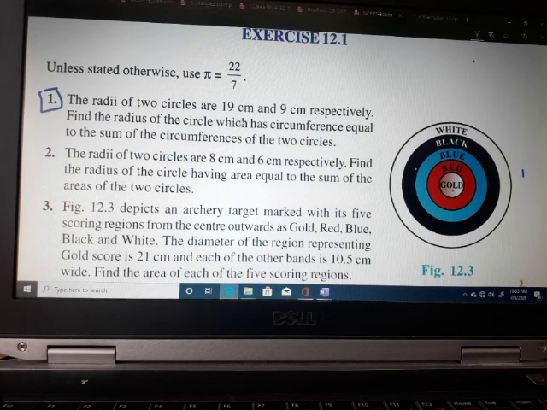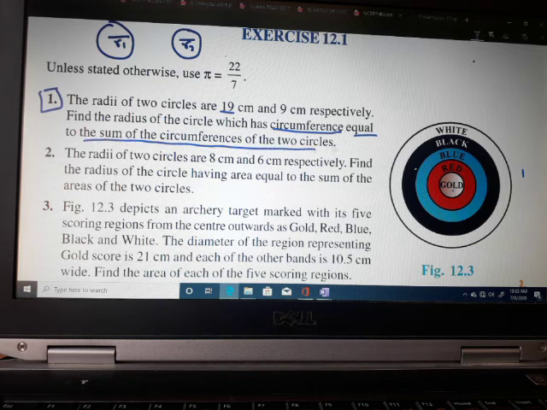The radii of two circles are given. Suppose two circles, this one with radius r1 and this circle with radius r2. Find the radius of the circle which has the circumference equal to the sum of the circumferences of the two circles. The circumference of this circle is c1, this circumference is c2, and you have to find another circle with radius r and circumference c. So let the circle have circumference c, the sum of the two circumferences, that is equal to c1 plus c2.